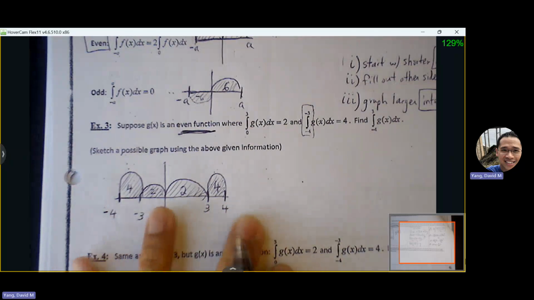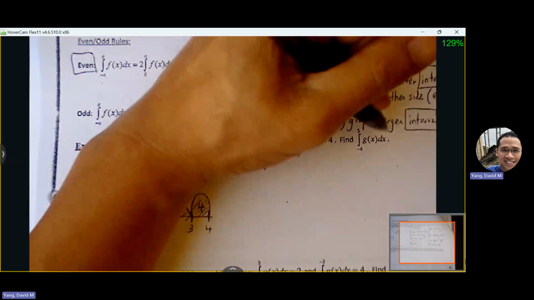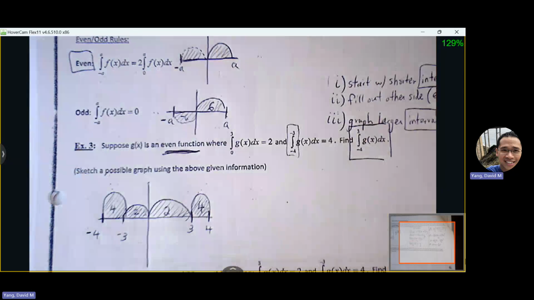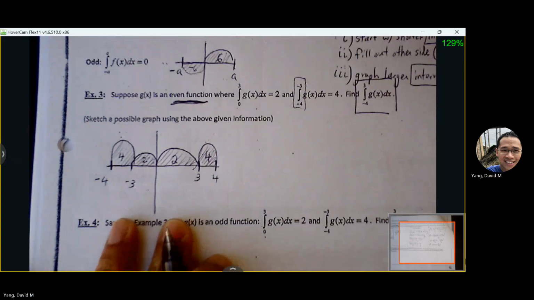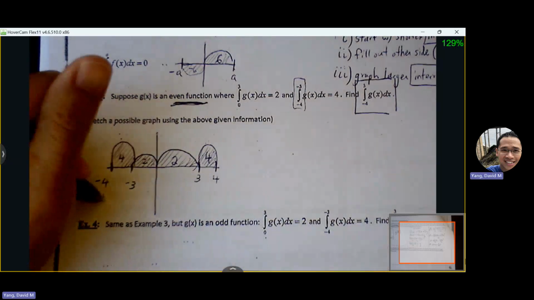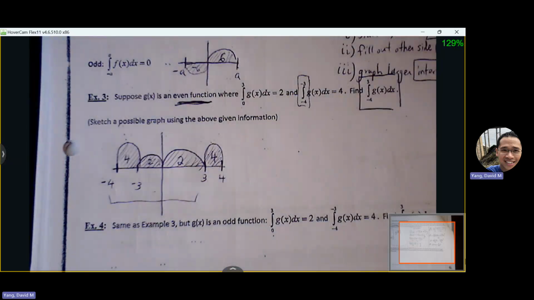Now, we're going to add up the regions that the problem is asking for. It's asking for the definite integral from -4 to 3. What's that going to add up to be? 8.